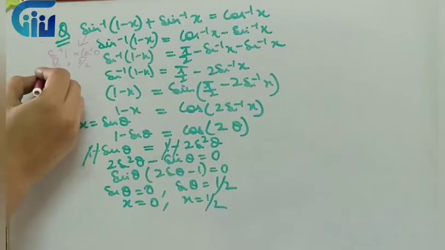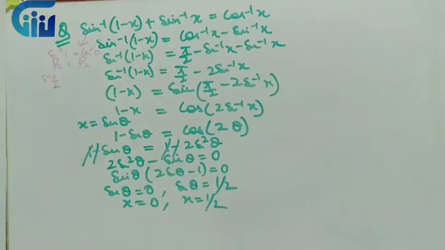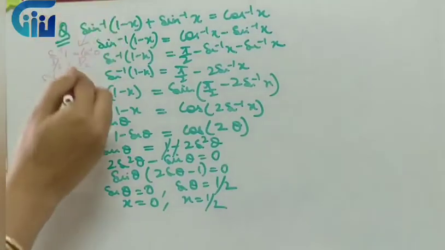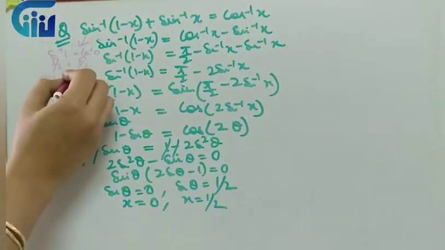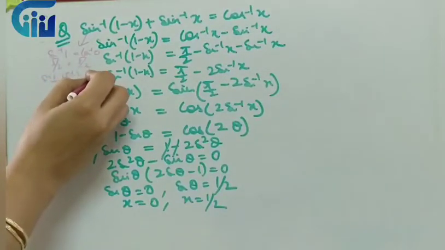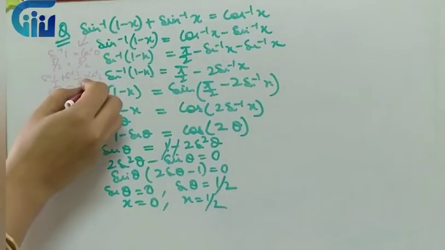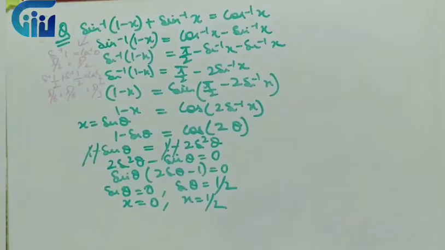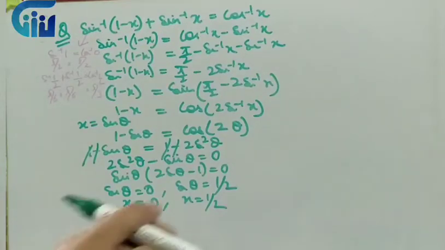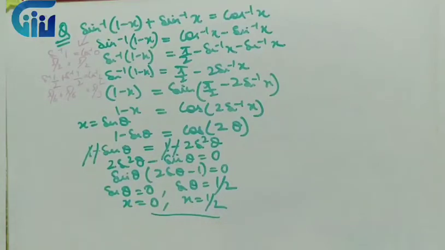Similarly, if I put x as half, this will be sin inverse half, and over here this will also be sin inverse half and this will be cos inverse half. So this will be pi by 6 plus pi by 6, and this we know is pi by 3. Hence both x is equal to 0 and x is equal to half are the solutions for this particular equation, right? So whenever we have two terms of sine, we will not apply the formula of sin inverse x plus sin inverse y. Rather we can shift and do it in this way.